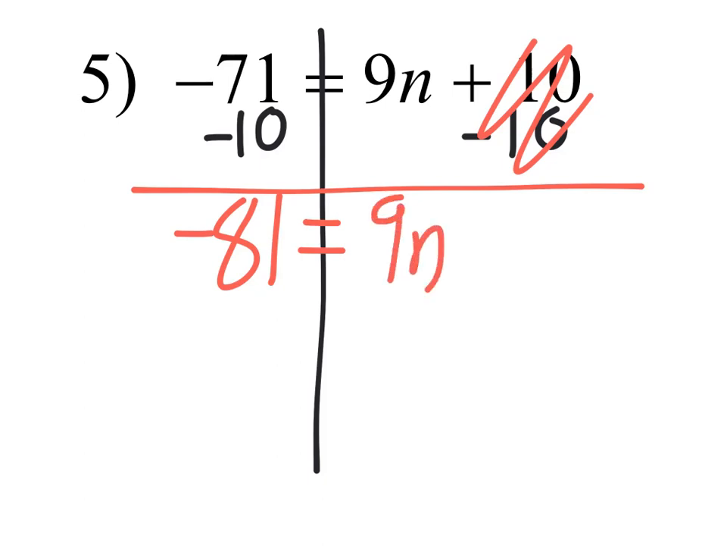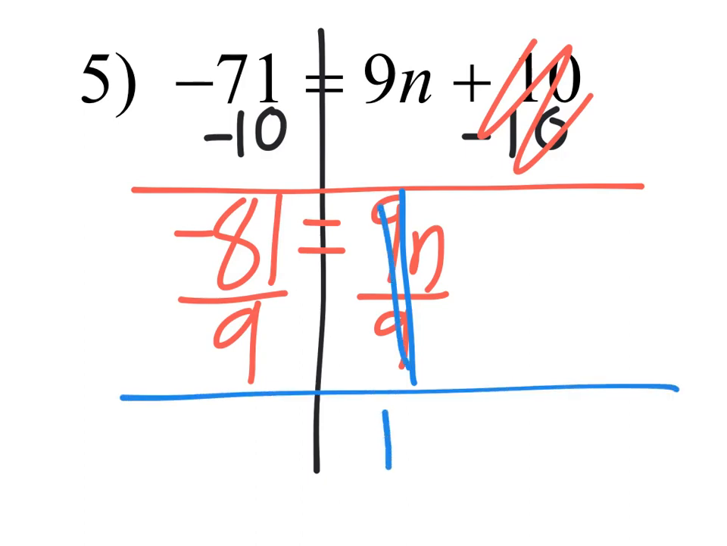That's multiplication, so I'm going to undo the multiplication by dividing 9 on both sides to have that variable completely alone. Those two cancel. Left with n on the right, and negative 81 divided by 9 is going to be negative 9.